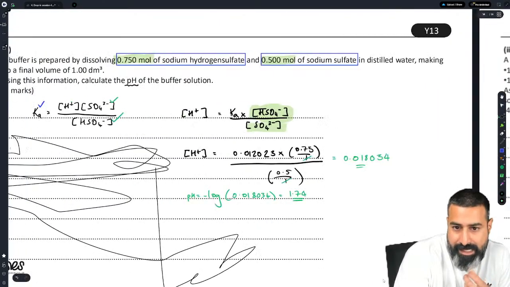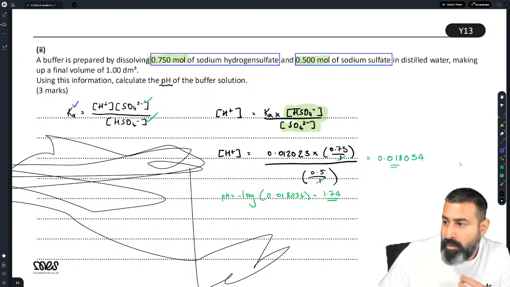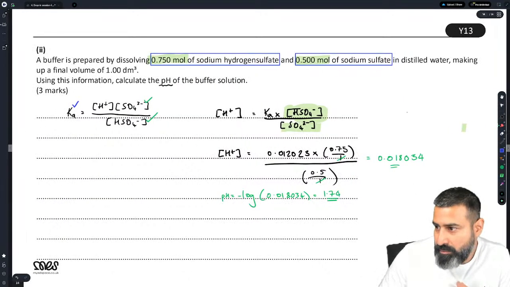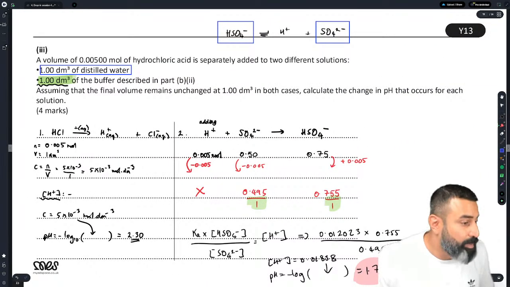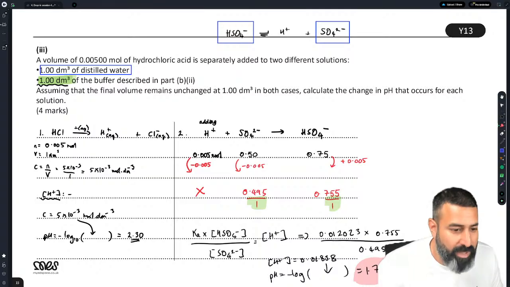Okay, let's see if this makes sense. My original pH was 1.74. Whoa. I added some H plus and it's still 1.74. So has the pH changed? Yeah, so we'll have a look at the buffer.